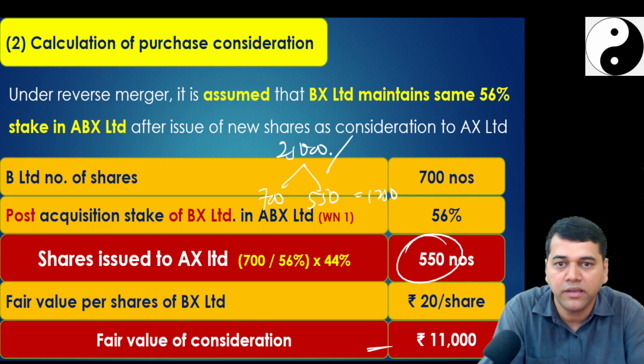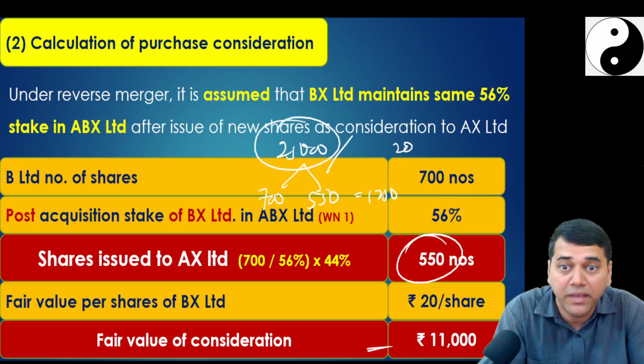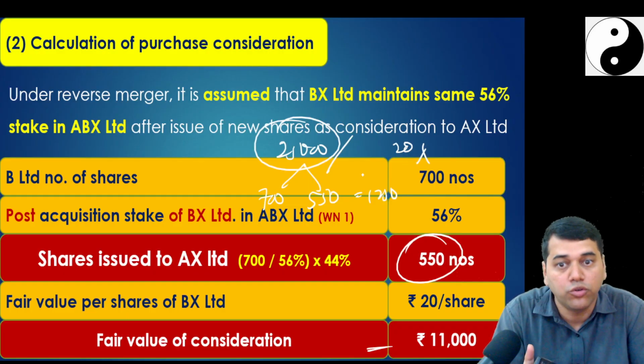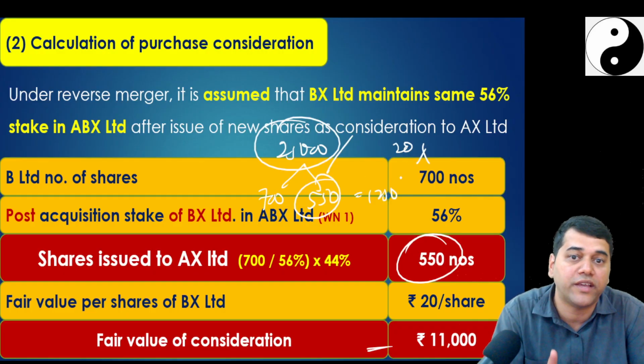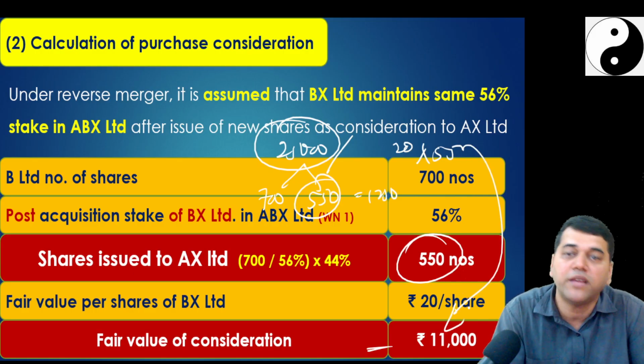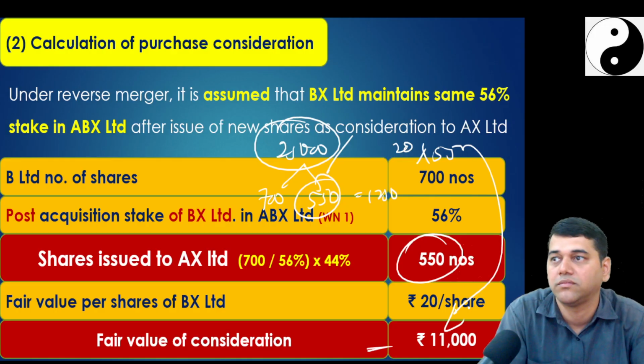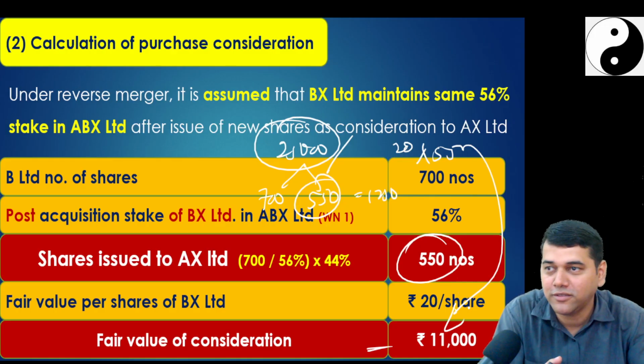So what is your market price? 25,000 divided by 1250 of the combined entity. So your fair value is 20 rupees of the ABX as a whole, into how many shares the shareholders of AX will have? 550, which gives their market value pre-acquisition. Perfect? Understood? Chalo, very good.